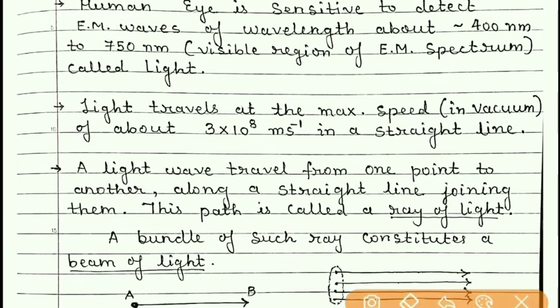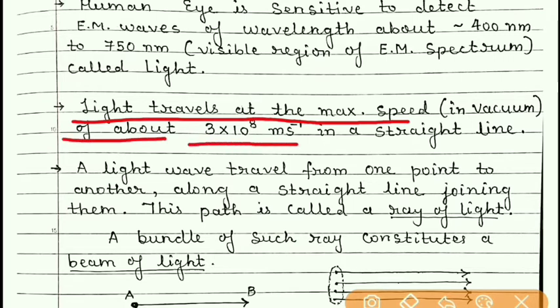Now we know that light travels at a maximum speed of about 3 into 10 raised to 8 meter per second, and it travels in a straight path. Its maximum speed is in vacuum, but when light travels in some denser medium, its speed gradually decreases.